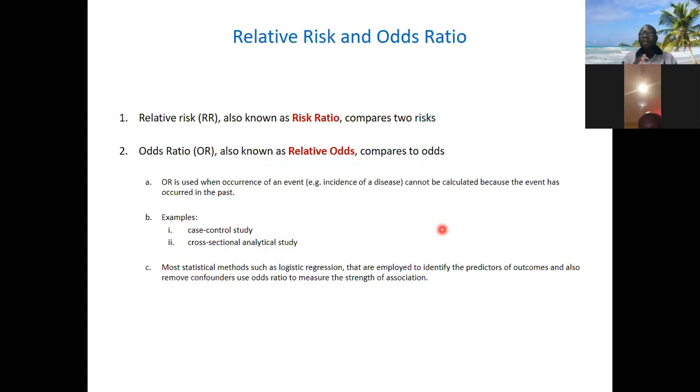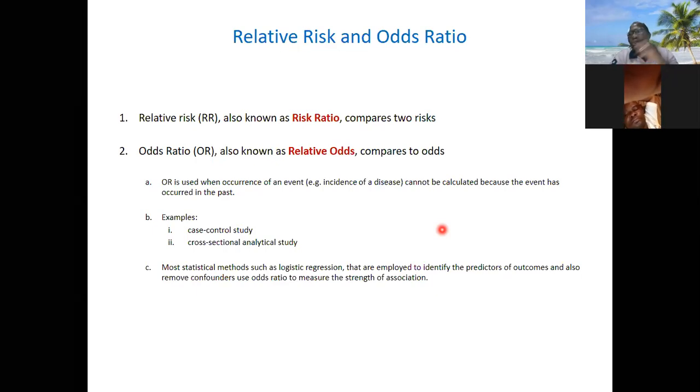But odds is used in a situation where the event has occurred. It's just a way of circumventing so that something can make some sense. That's the way I see it. If the event has occurred, there's no point calculating the risk. From the risk, you can calculate the odds.